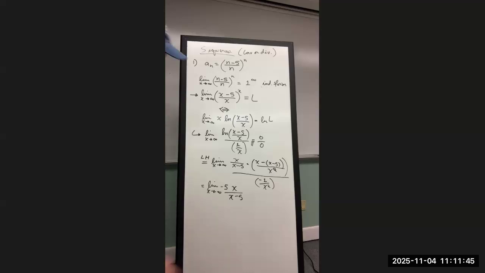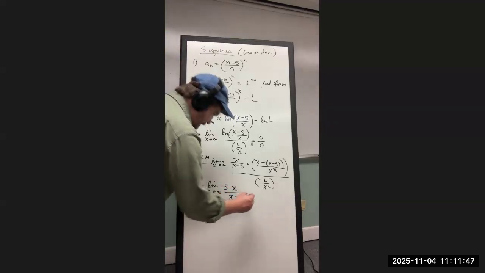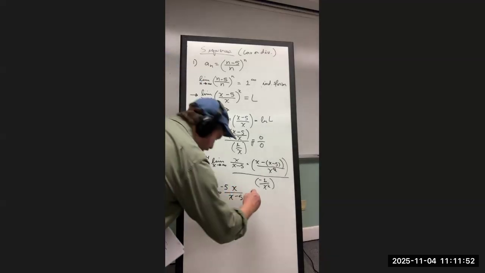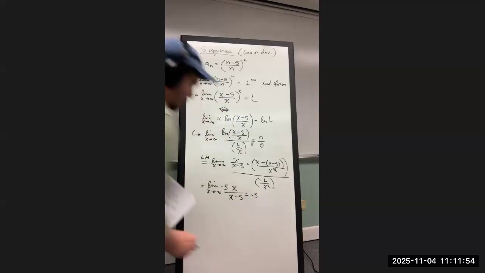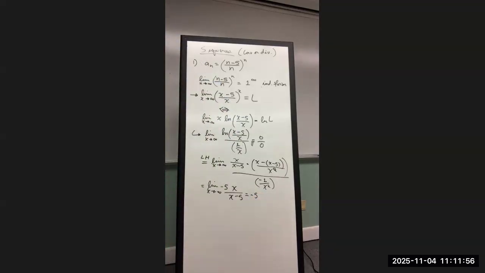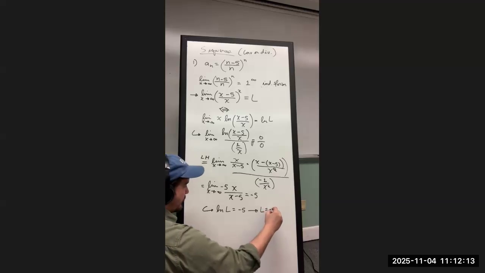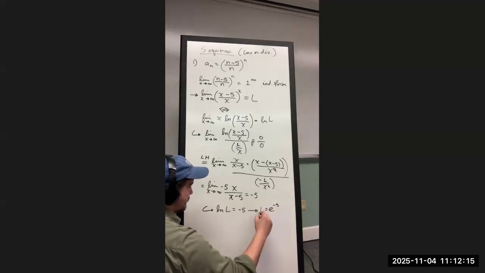And then this is something whose limit we can evaluate directly. So the ratio of the leading coefficients, we're just going to get minus 5 out of that limit. And then remembering that this isn't the limit we want, right? This is the natural log of the limit. That means the limit that we want, L, is e to the minus 5.